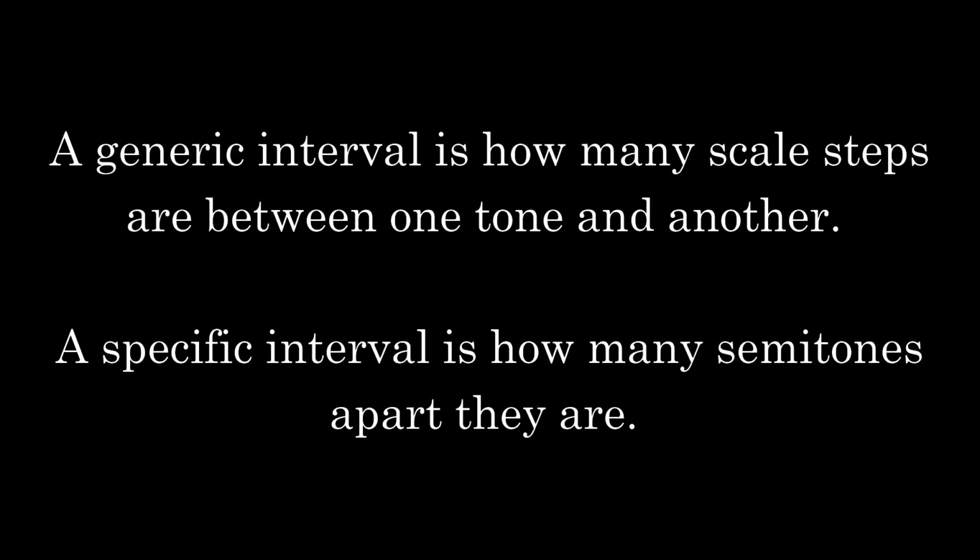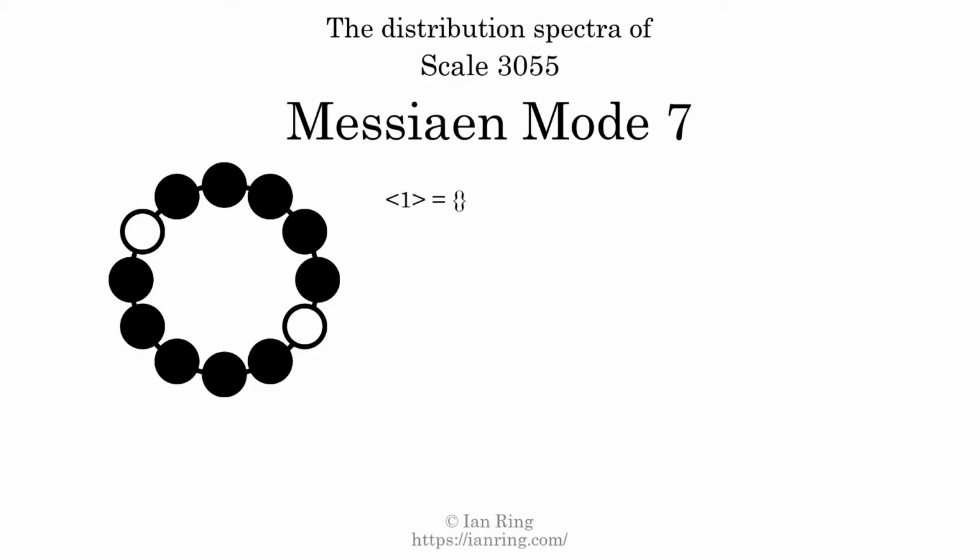A specific interval is how many semitones apart they are. The generic interval of one scale step comes in two different specific interval sizes: 1 semitone and 2 semitones. The spectrum width of this generic interval is the highest, 2, minus the lowest, 1, which equals 1. The generic interval of 2 scale steps comes in two different specific interval sizes: 2 semitones and 3 semitones. The spectrum width of this generic interval is 1.